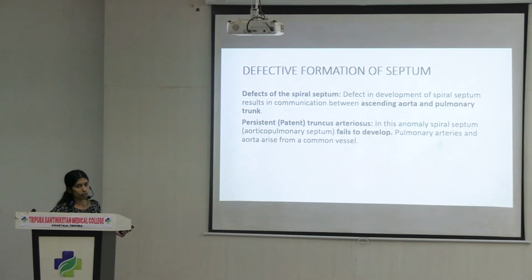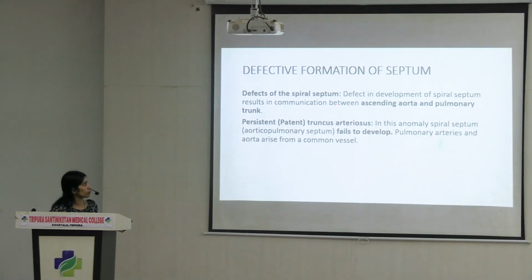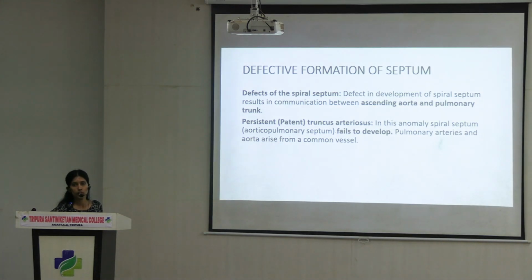Defect in the development of the spiral septum results in the communication between the ascending aorta and pulmonary trunk. This particular condition is called Patent Truncus Arteriosis. In this anomaly, the spiral septum fails to develop. As a result, the pulmonary arteries and aorta arise from a common vessel. Okay, this is the condition. So basically, we can see the backflow of the blood in the aorta region to your pulmonary trunk.